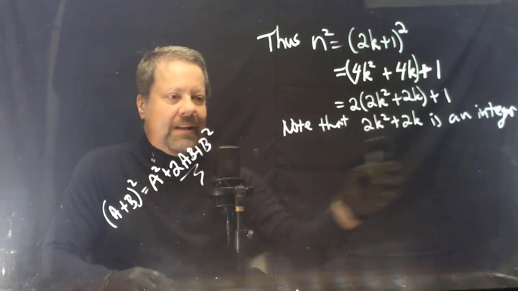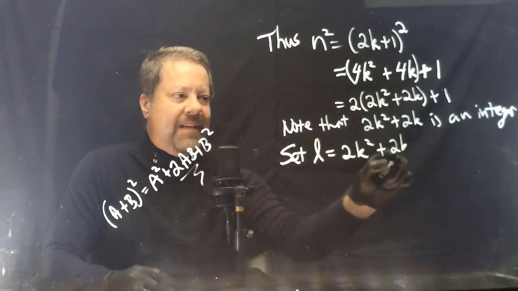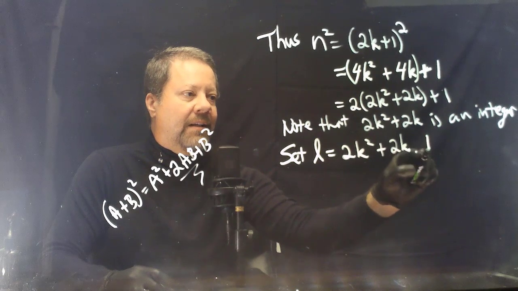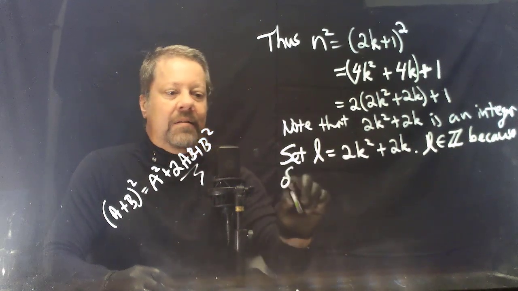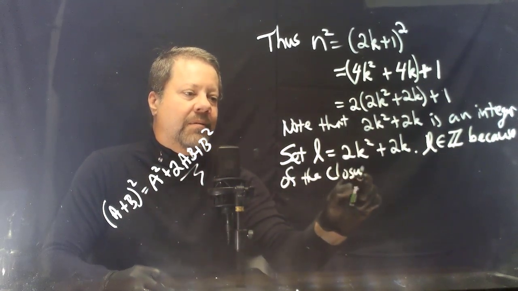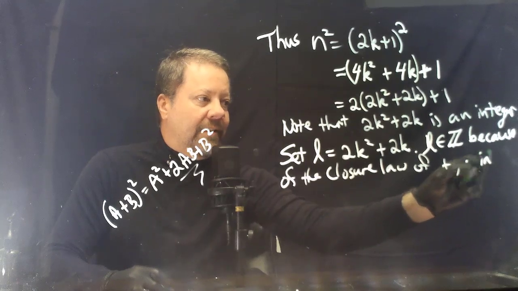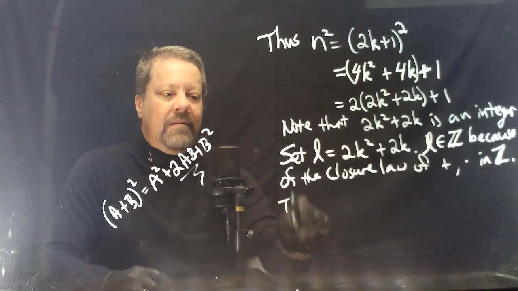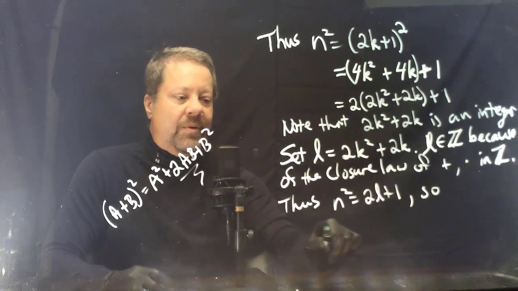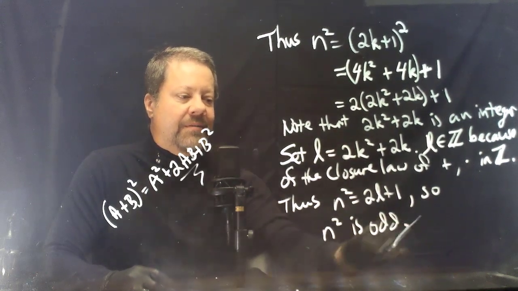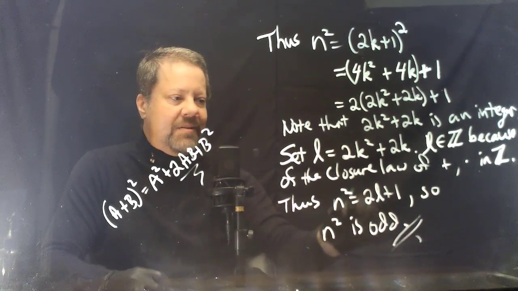I might make the proof a little more elegant by saying set L equal to 2k squared plus 2k. L is an element of the set of integers because of the closure law of plus and times in the set of integers. Thus, n squared is 2L plus 1, so n squared is odd. Perhaps that clarifies it a little bit by showing that n squared can be written as twice some integer plus 1.